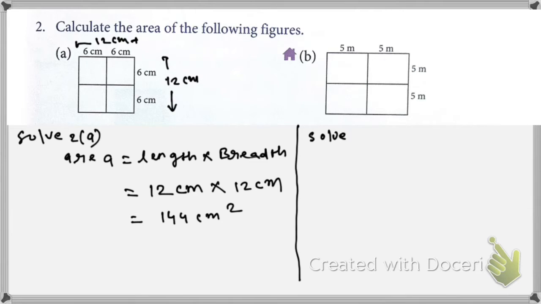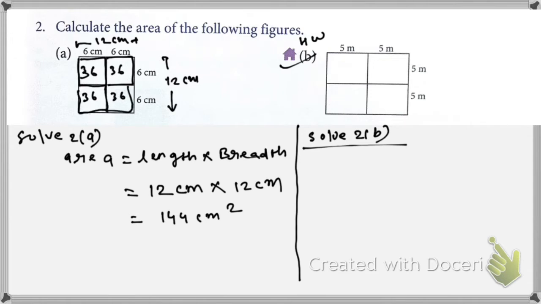Now solve this question, second B. This is your homework. Okay, this much is 36. This much is 36, and 36. Okay, what is the area of this square? It is 36, okay students, because 6 into 6 is 36, and 36 and 36 is 72. You can see that.